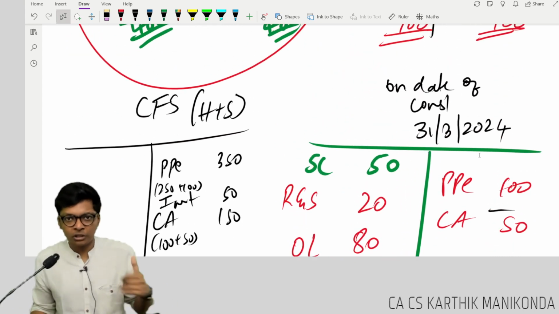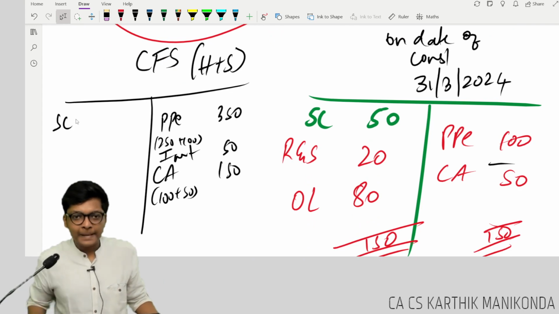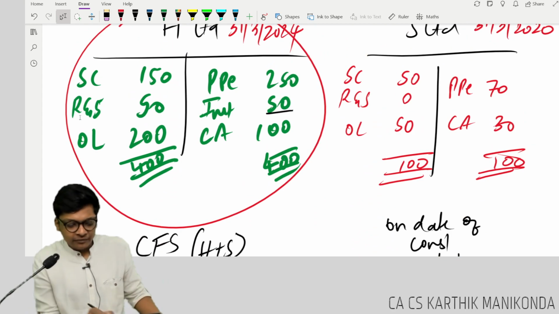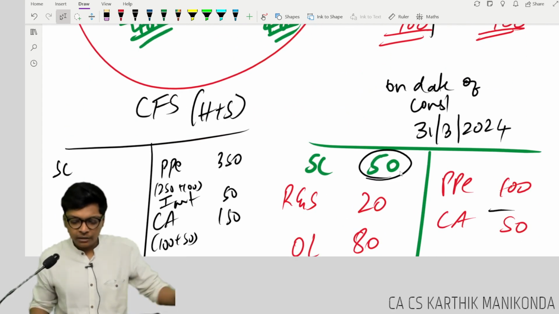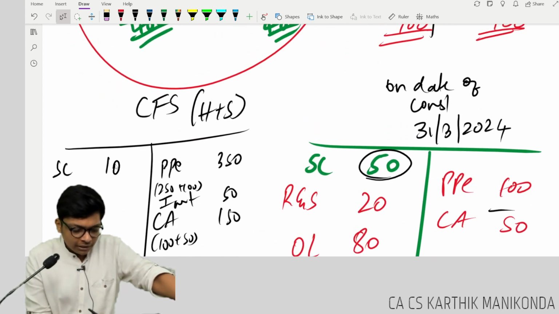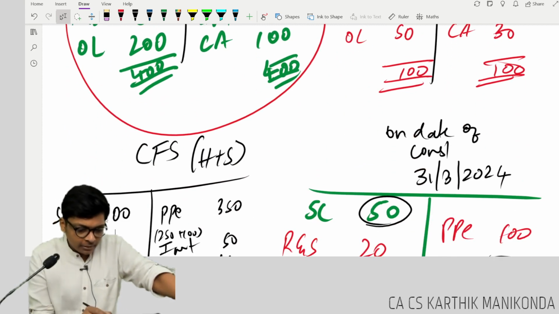Don't write the totals because we might have to cancel. Share capital will be, first to do the same way, line by line addition, which is 150 plus 50, okay, 200.